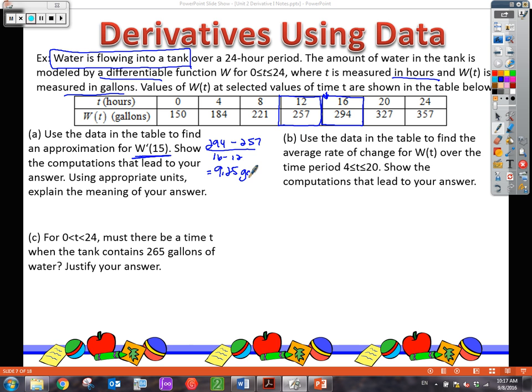And our units would be gallons per hour. That is a rate. A rate would have something per something. And that's what rates look like. They have 2 units, gallons per hour in this case. So we've just done the first part of what they asked. We showed the computations. Units.